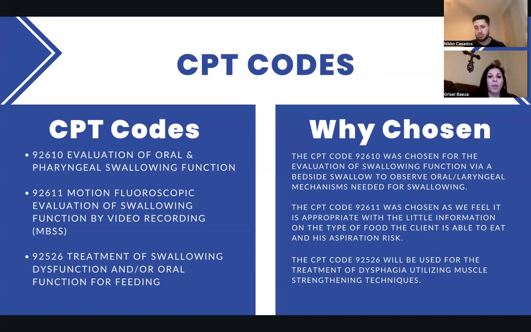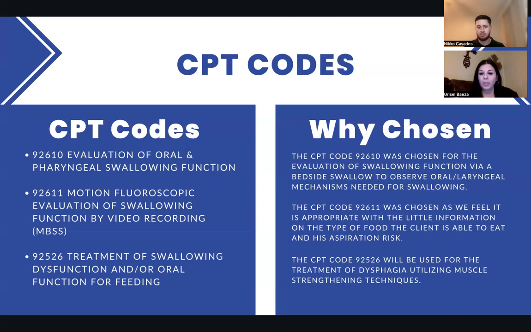92611, which was motion fluoroscopic evaluation of swallowing, and that is due to having little information on the type of food the client is able to eat and his aspiration risk.